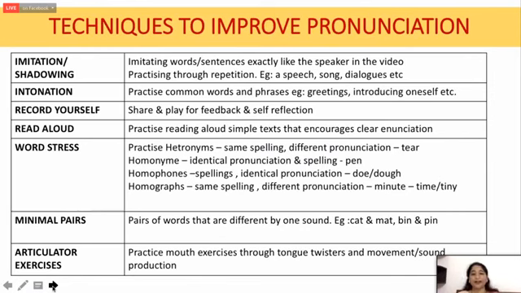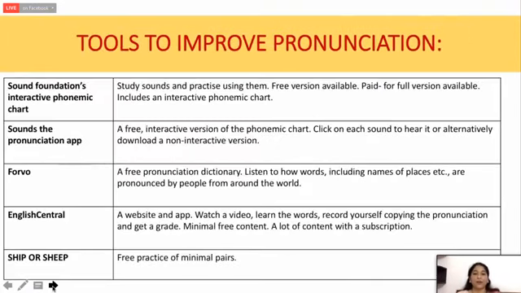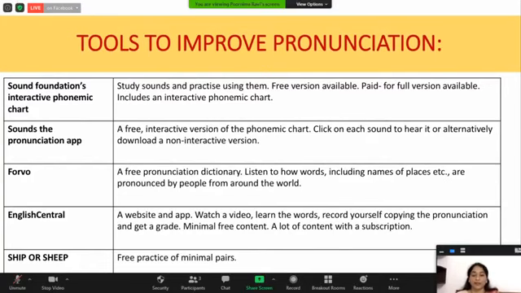You could plan accordingly. Pick up a video for a week to imitate and shadow. You could imitate and shadow a song as well. You could record yourself giving a 1 minute speech on, let's say, pollution. So choose 2 to 3 techniques for a week and try to come up with an activity for yourself and for your students. Now, what tools can you use to improve your pronunciation?